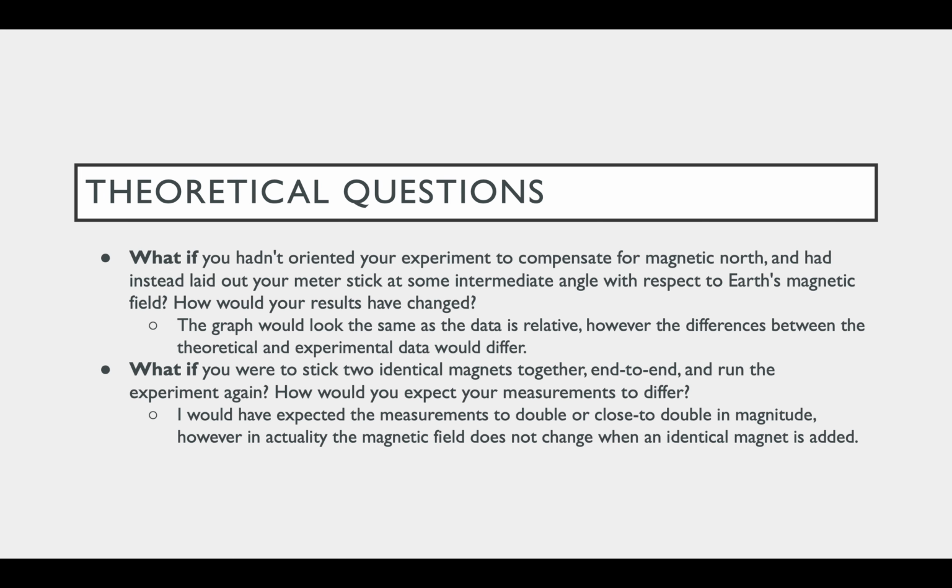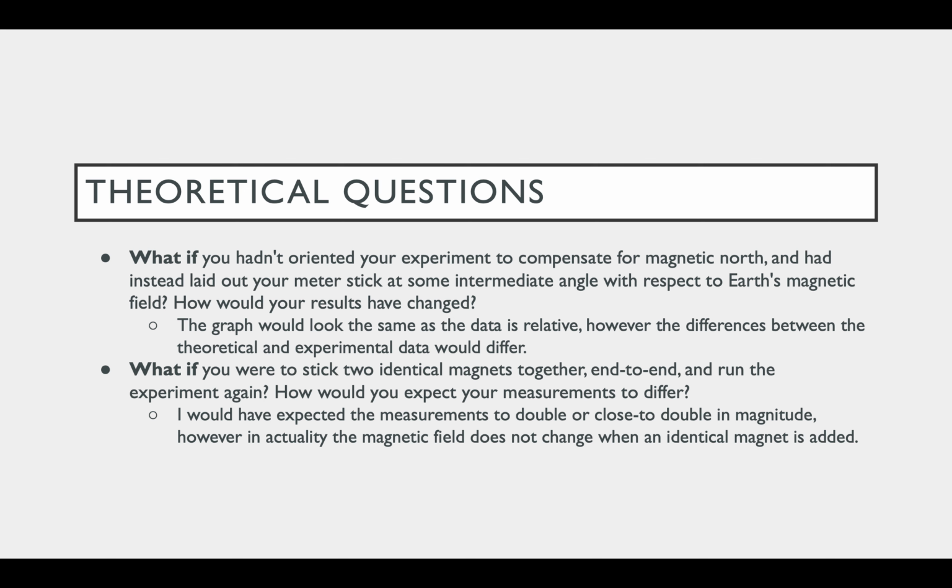These theoretical questions were: what if you hadn't oriented your experiment to represent magnetic north and put the meter stick at an intermediate angle? How would the results have changed? The graph would have looked the same as the data is relative, however the differences between the theoretical and the experimental data would have differed.